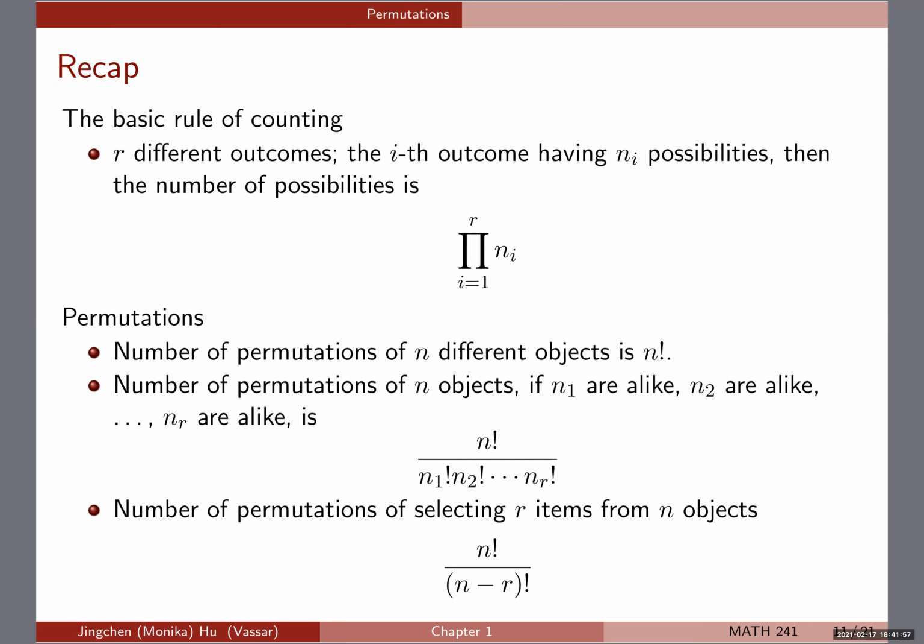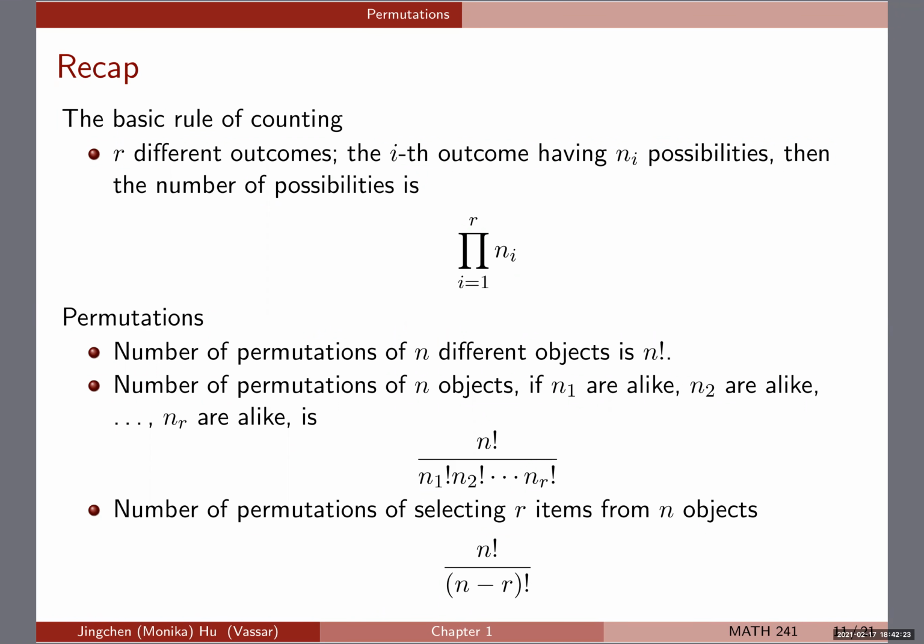Lastly, if you're curious about the number of permutations of selecting r items out of n objects, that is also some canceling effect. Because you can have n factorial permutations that you get started with, but then you have to cancel out that I'm only selecting r of them. I don't really care about the remaining n minus r. So we divide by n minus r factorial in the denominator.